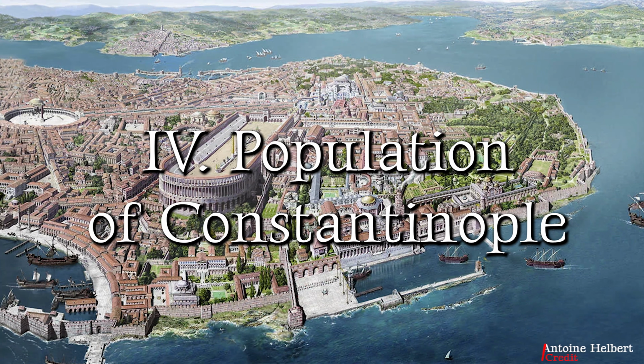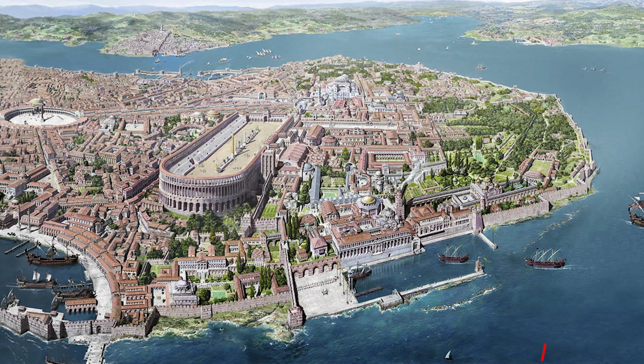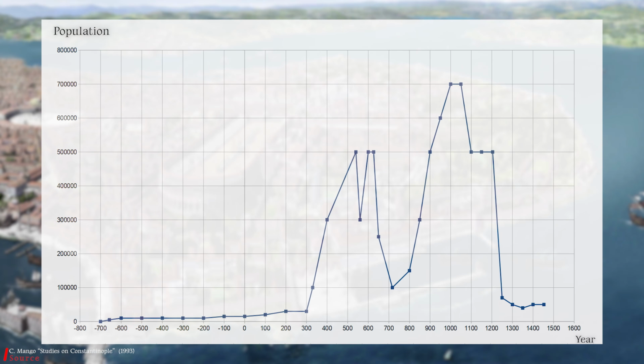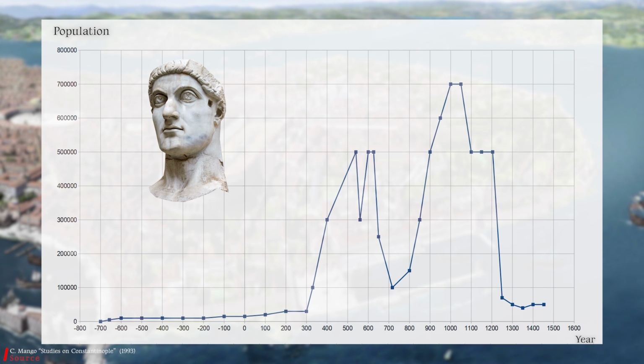4. Population of Constantinople. So while Constantinople was still Byzantium, the city had only about 30,000 people living in it. It is quite impossible to know how large it had become when Constantine made it the capital in 330 AD, but it probably had already grown to 100,000 people by then, because many must have followed the emperor to his new capital from Rome and from elsewhere in the entire Roman Empire.